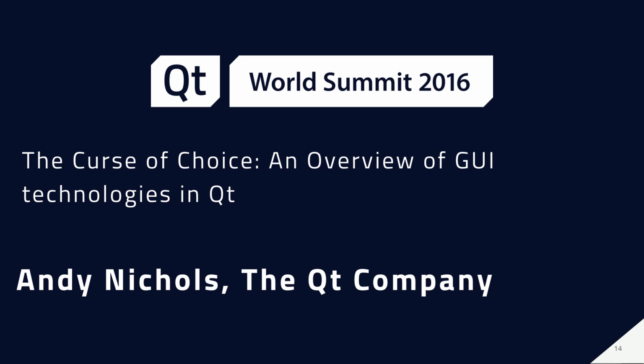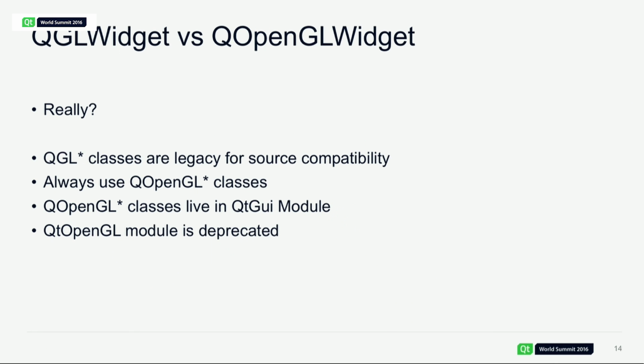QGL widget, and in Qt 5, it's called QOpenGL widget. And if you're writing code now, just ignore the QGL widget. QOpenGL is the way to go. This is the new one, and it's actually part of the Qt GUI module, which is the module you're going to pull in if you're doing anything visual. And then there's the QtOpenGL module, which is now deprecated. But of course, all the functionality that was in that module has been updated and moved into Qt GUI.